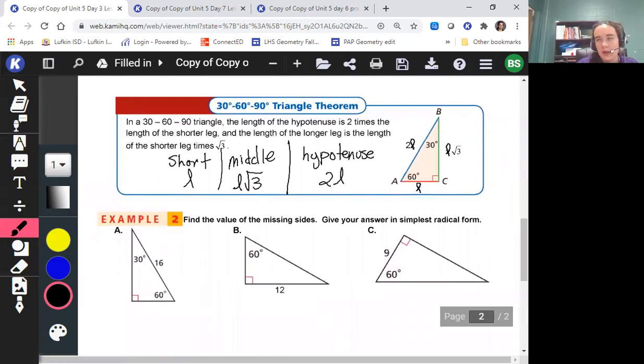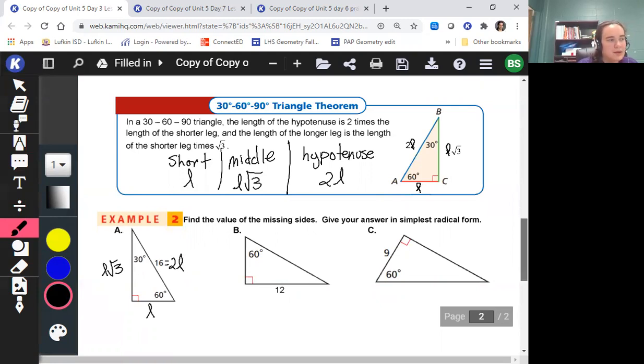So on a 30, 60, 90 triangle, you're going to label your sides. Your short side is L. Your middle length side is L square root of 3. And your hypotenuse is 2L. So on this one, our hypotenuse is the one we have. It's 2L. Short side is between 90 and 60, so that's L. Long side is between 30 and 90, that's L square root of 3.